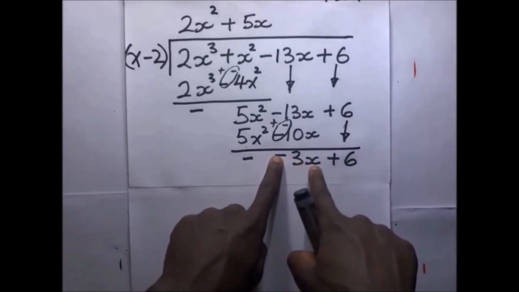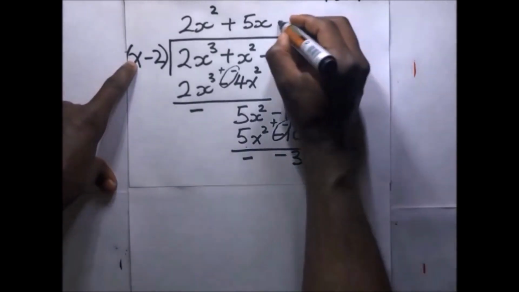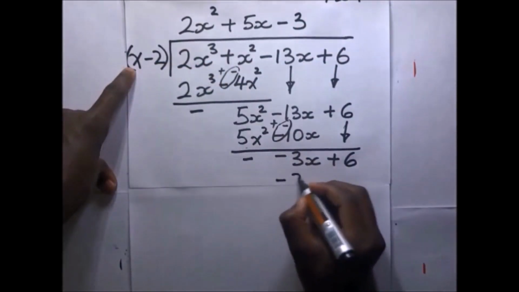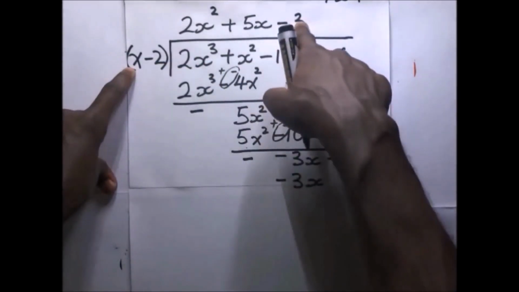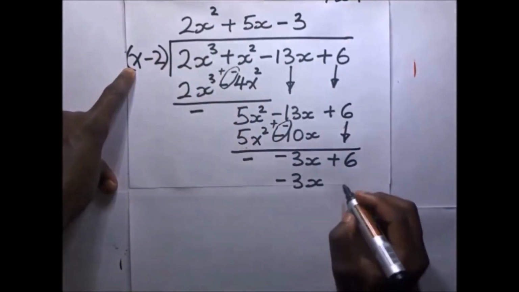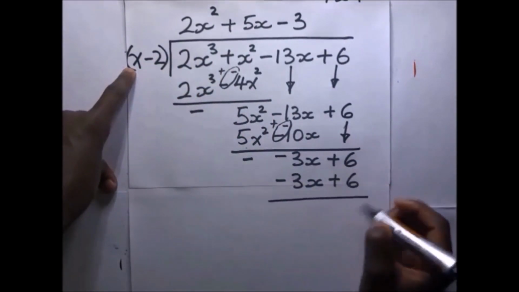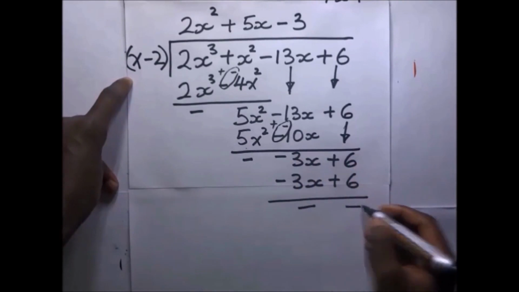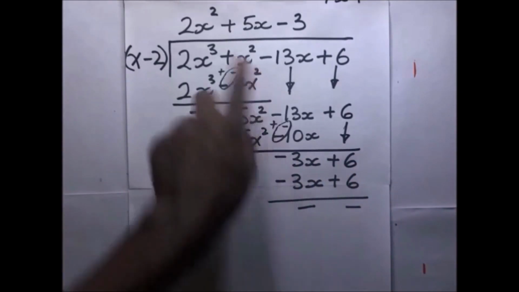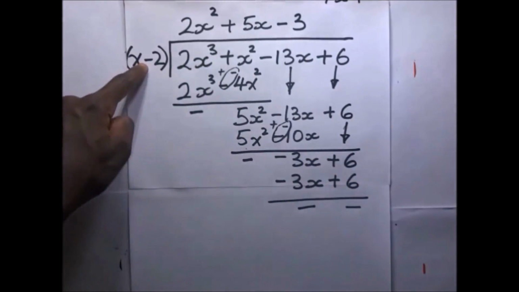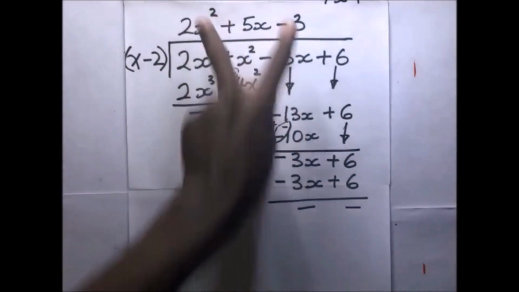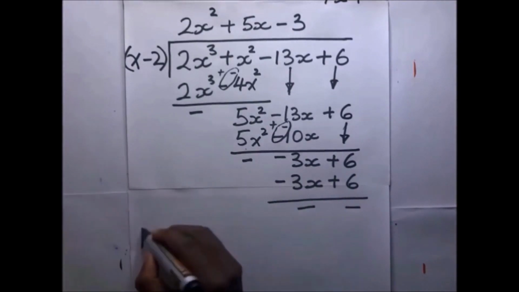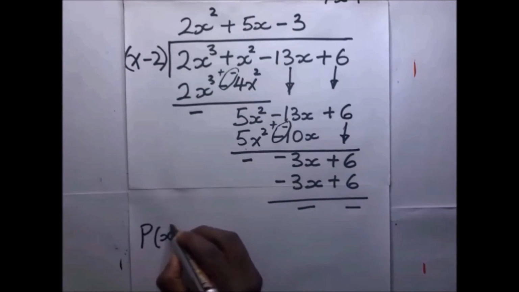So we continue. Negative 3x, divide that by x, you will remain with negative 3. So negative 3 times x will remain with negative 3x. Then negative 3 times negative 2, you will remain with positive 6. And when we subtract, this minus that will remain with nothing. 6 minus 6 remains 0. So you will find that when you divide this polynomial by that divisor, you will get this quotient and no remainder.